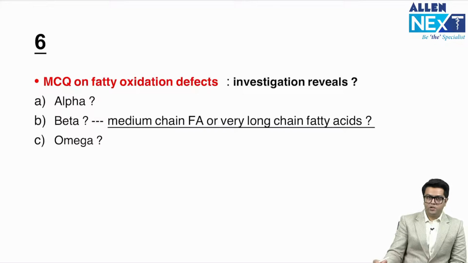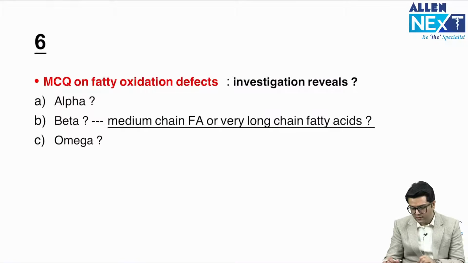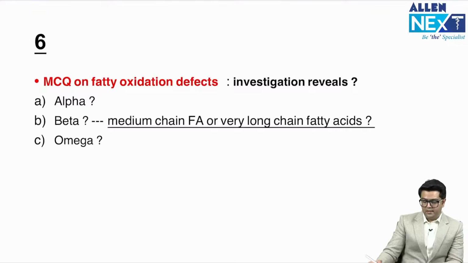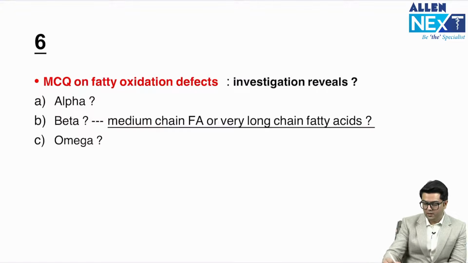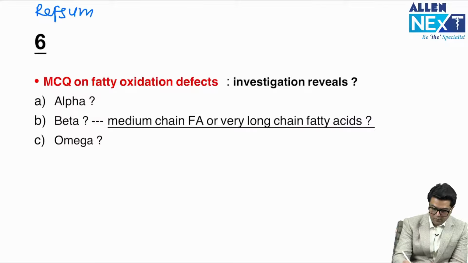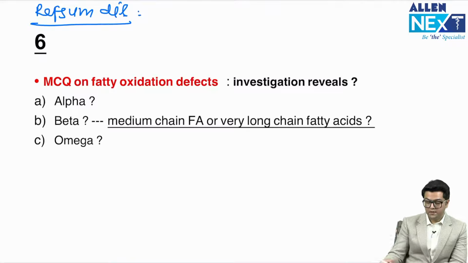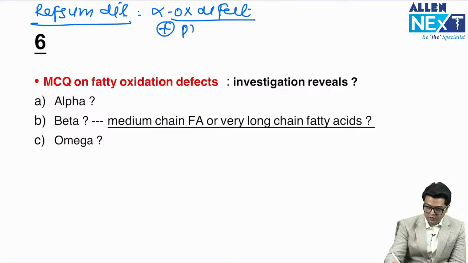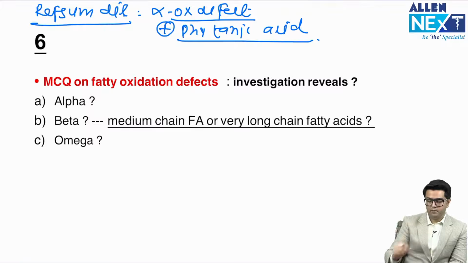When there is an MCQ on a fatty acid oxidation defect, how do you have to proceed? So there are 3 or 4 disorders that we can take here. So first is alpha oxidation. There is a disorder called Refsum's disease. Refsum's disease is due to an alpha oxidation defect, and there is accumulation of phytanic acid, which is a type of branched chain fatty acid.